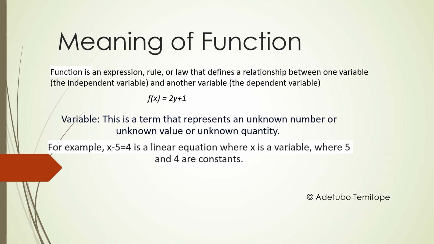So let's look into the concept of what is variable. This is a term that represents an unknown number or unknown value or unknown quantity. For example, x minus 5 equals to 4 is a linear equation where x is a variable, where 5 and 4 are constant. So in this equation, the unknown number is represented with the letter x, and that x is our variable. So a variable is a term that represents an unknown number or unknown value or unknown quantity.